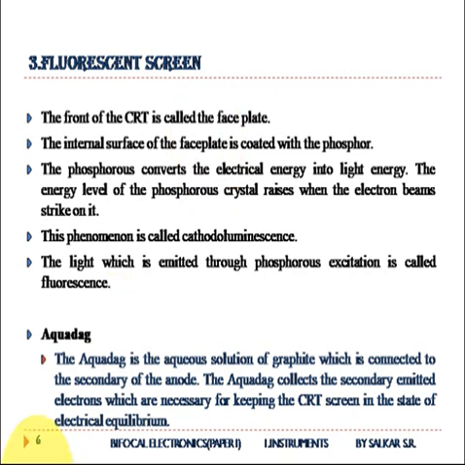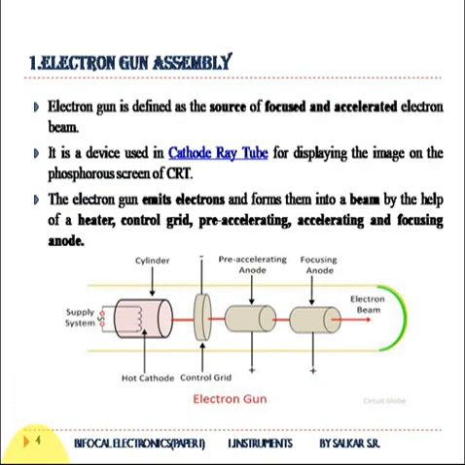Another coating called the Aquadag coating is also used in the CRT tube. So what is Aquadag? Aquadag is an aqueous solution of graphite which is connected to the second anode, and it collects the secondary emitted electrons, which are necessary for keeping the CRT screen in a state of electrical equilibrium. So what is the Aquadag coating? I will show you.